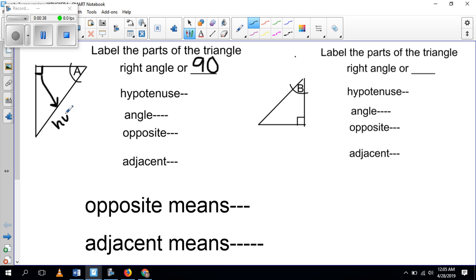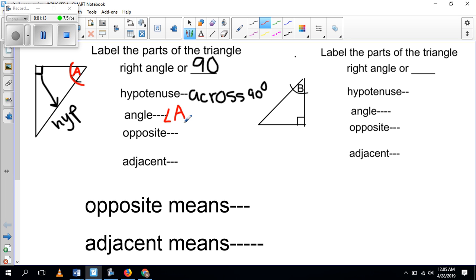Always remember that: across from the 90-degree angle, or the right angle, is the hypotenuse. Then you want to find the angle they are identifying. This one here, they are already telling me angle A. So our angle is angle A, and you may see it written with the little symbol for angle.